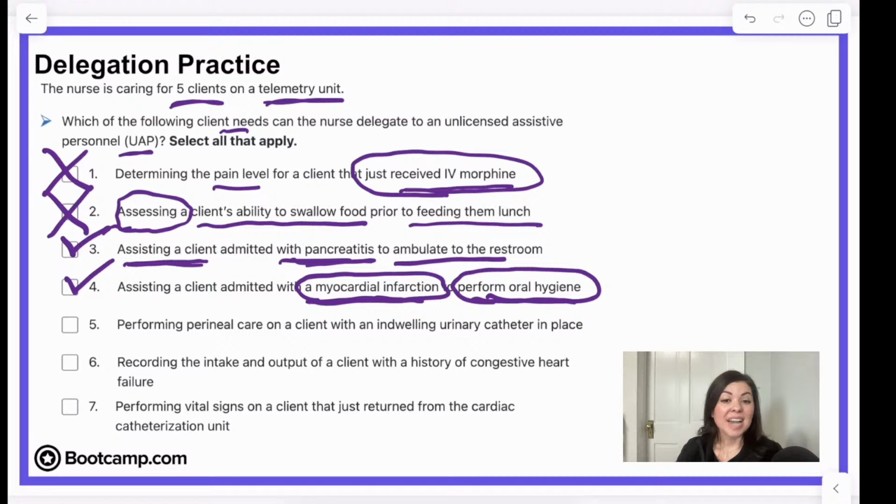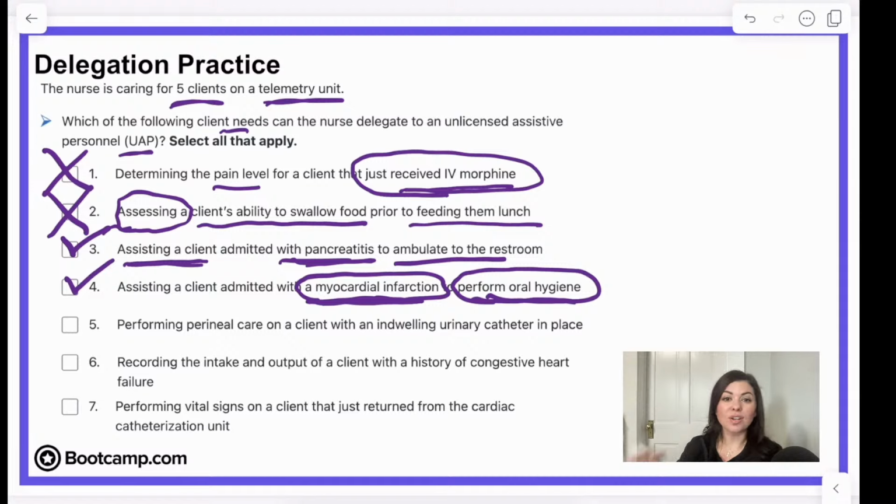Yes. Now this is where I'm going to give you one more helpful tip. Please don't ever read too much into an option or overthink it because you're stressed and you're nervous. You might say, oh, a myocardial infarction or a heart attack is a very serious diagnosis. But all we're doing is oral hygiene.